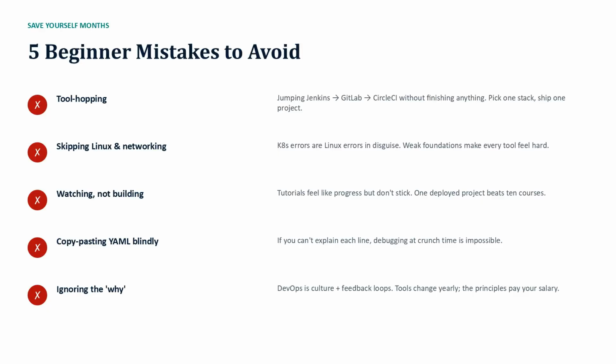Number 1. Tool hopping. Jumping from Jenkins to GitLab to Circle CI, finishing nothing. Tools are 80% the same idea. Pick one stack and ship one complete project. Number 2. Skipping Linux and networking. Most scary Kubernetes errors are just Linux errors wearing a costume.